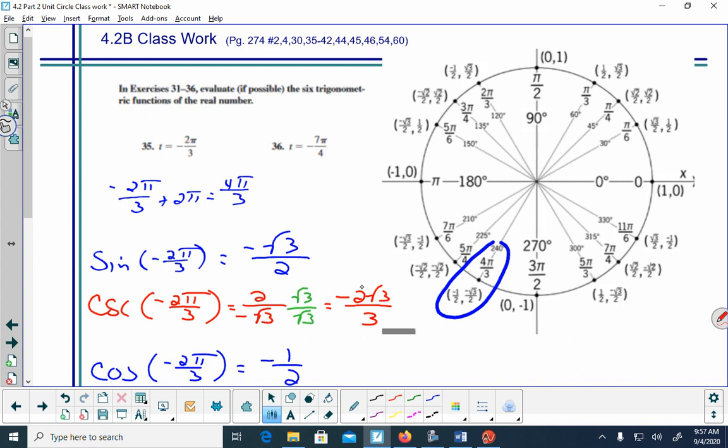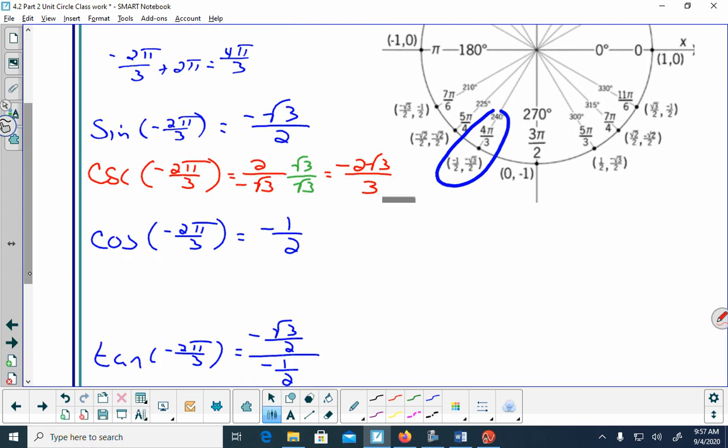To find the reciprocal of cosine, that's secant, I'm going to take the reciprocal of negative 1/2. I'm just going to flip it, which will be negative 2 over 1, which I'm probably just going to write as negative 2.